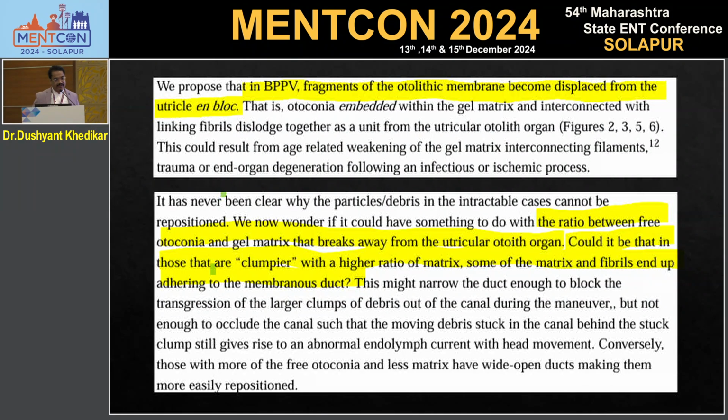So this paper focused on why the disease can be recurrent, which I have already explained to you. That is the ratio between the free otoconia and the gel matrix that breaks away from the utricular otolith organ. Could it be that there is a clumpier and heavier ratio of matrix? Where the matrix is more, it will be difficult to reposition, and there will be more chances of recurrences or refractory cases.